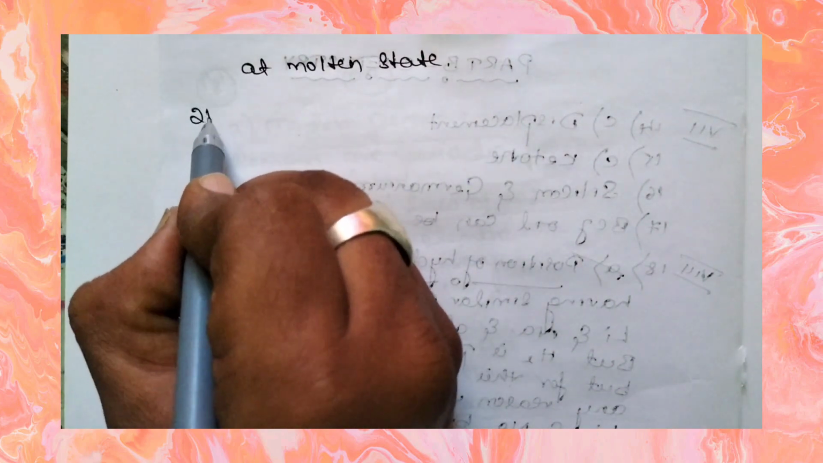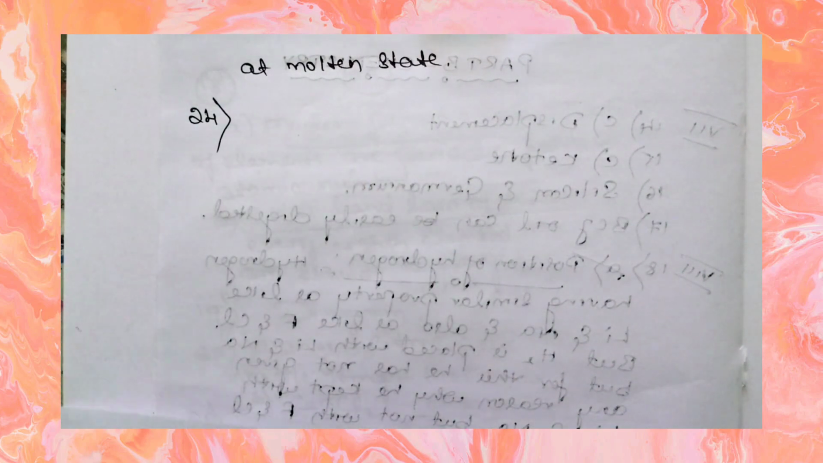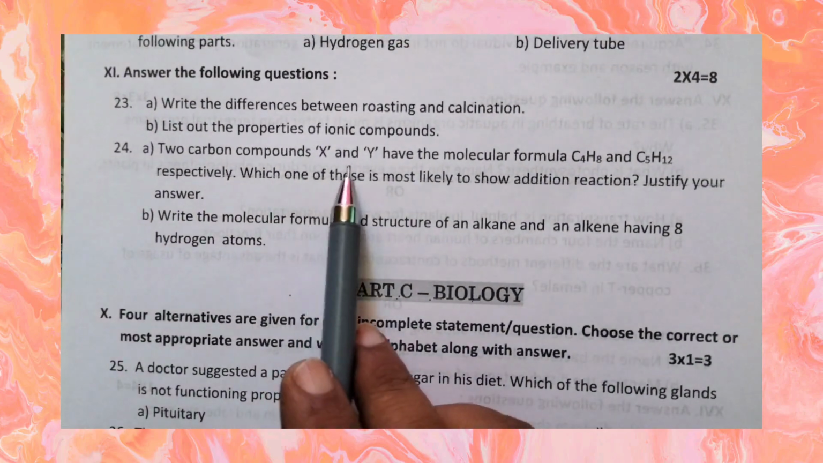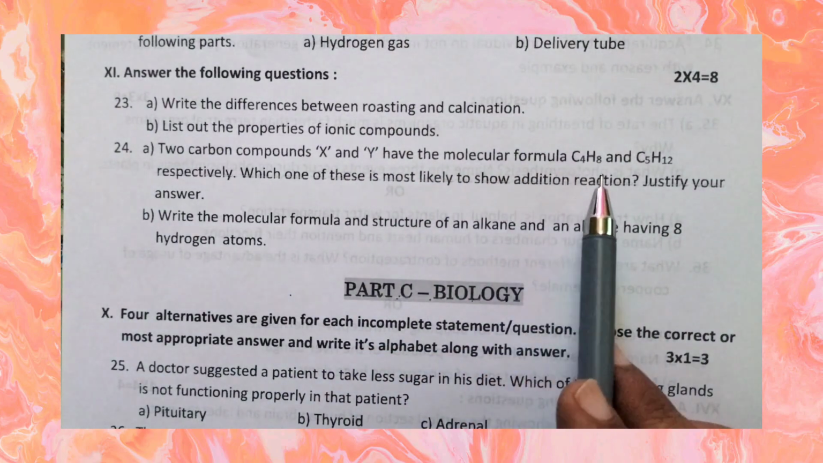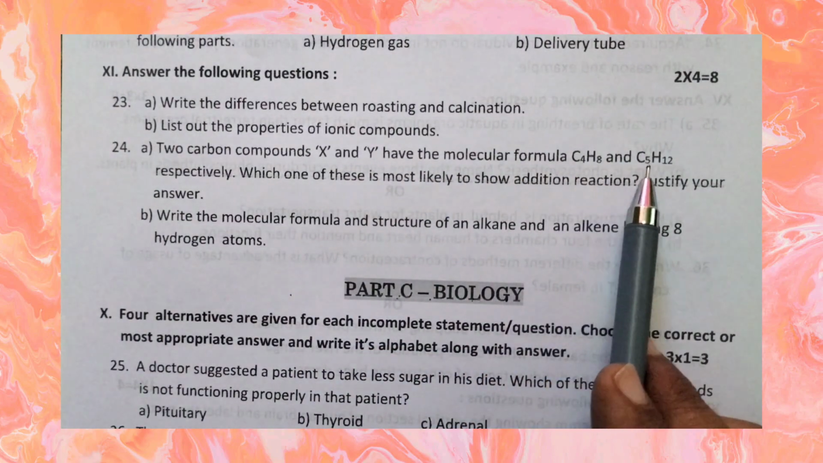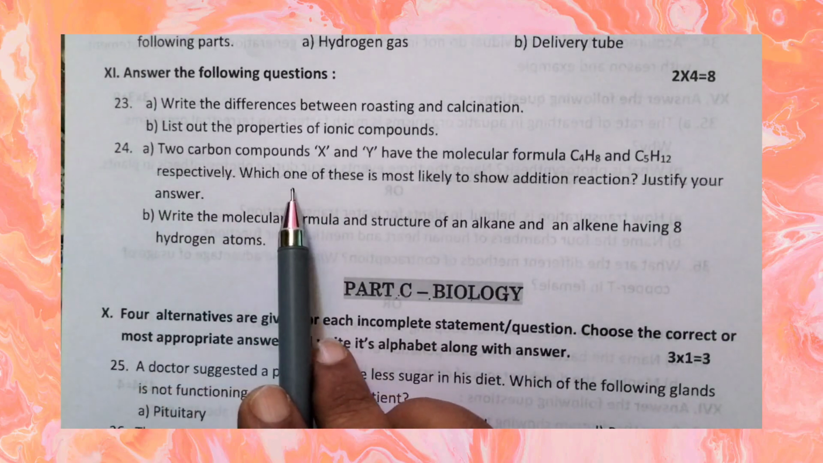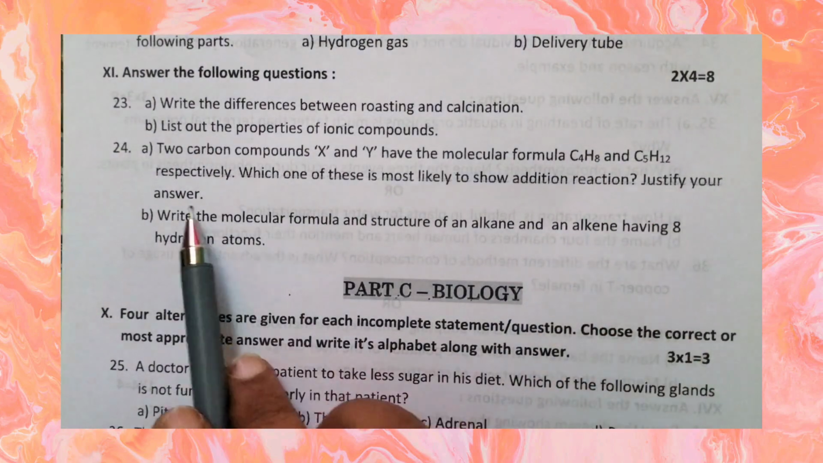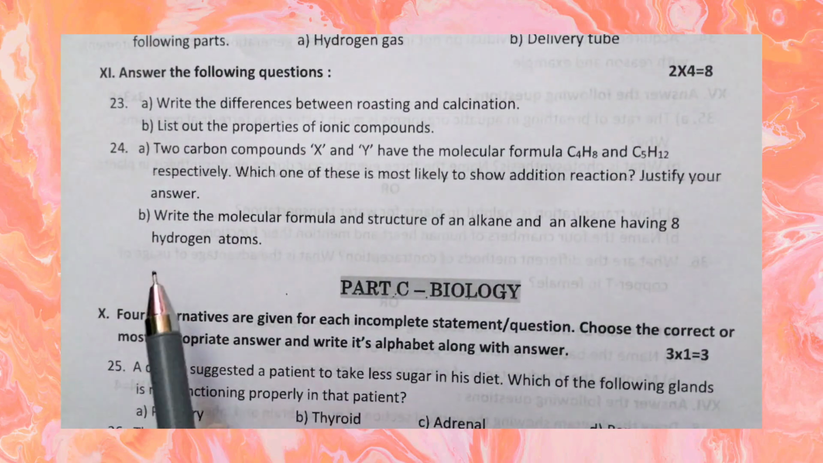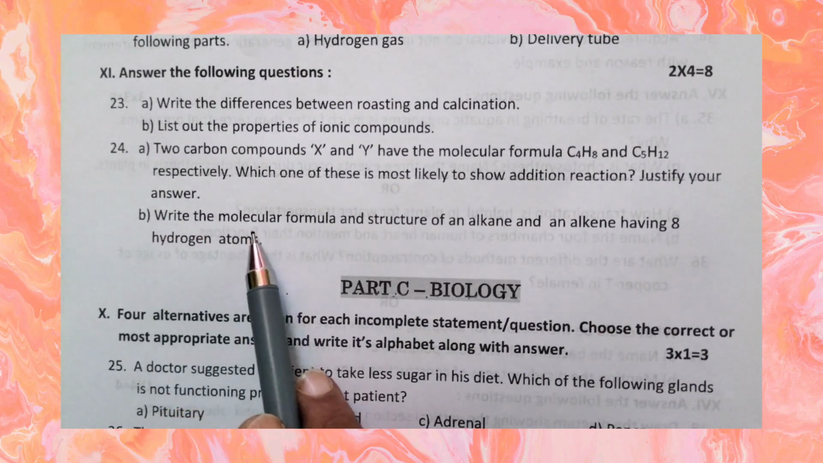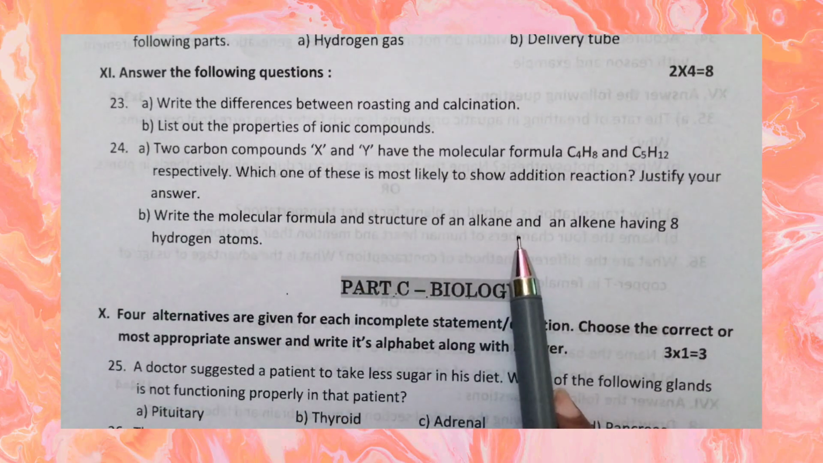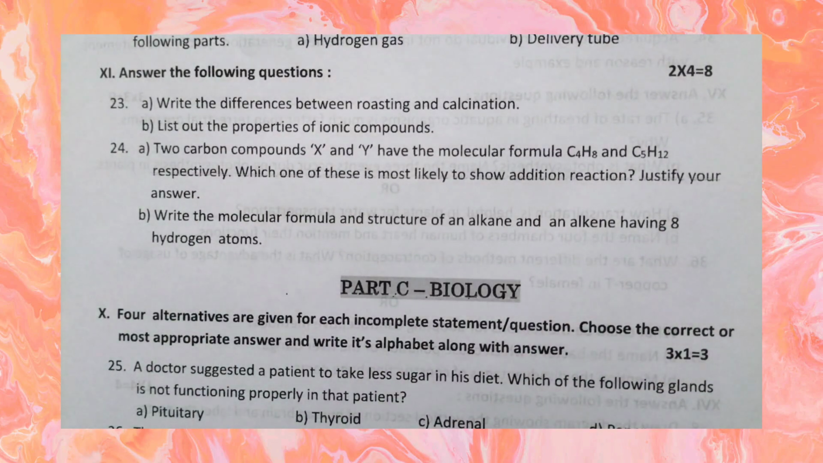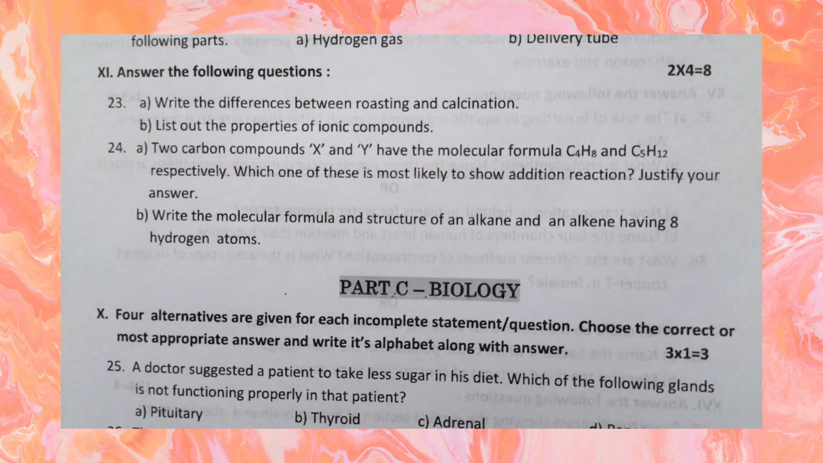And the last question of chemistry part B is the 24th question: two compounds X and Y have the molecular formula C4H8 and C5H12 respectively. Which one of these is most likely to show addition reaction? Justify your answer. That is one question. Then in the B question, write the molecular formula and structural formula of an alkane and an alkene having 8 hydrogen atoms. So now let us answer these two questions.